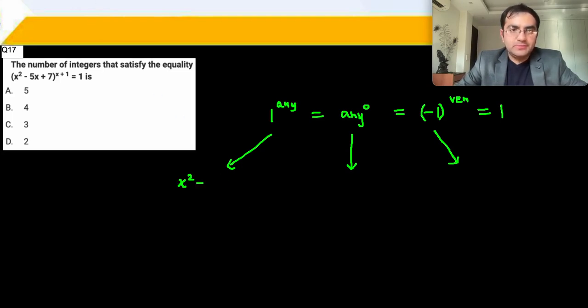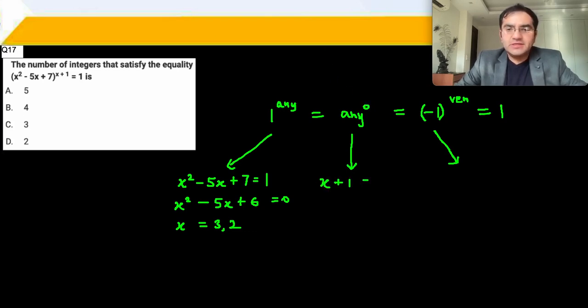So x square minus 5x plus 7 is equal to 1. Solve the quadratic: x square minus 5x plus 6 is equal to 0. X is 3 or 2. I get two integral values. In the second one, the power has to be equal to 0. So x plus 1 is equal to 0. That means x is equal to minus 1.